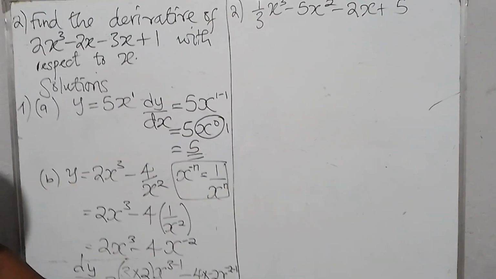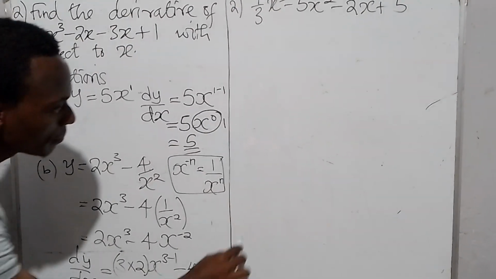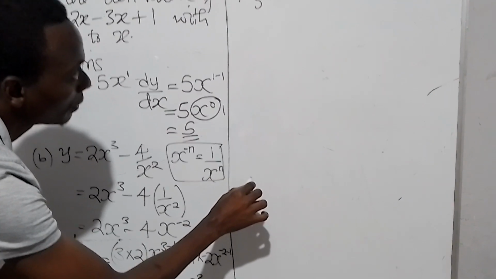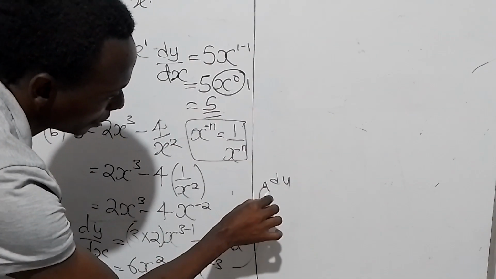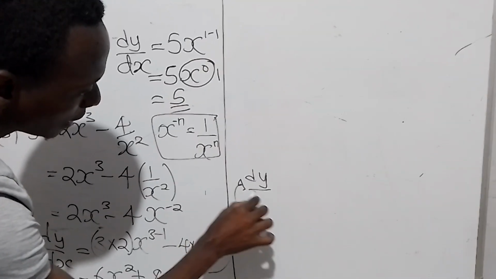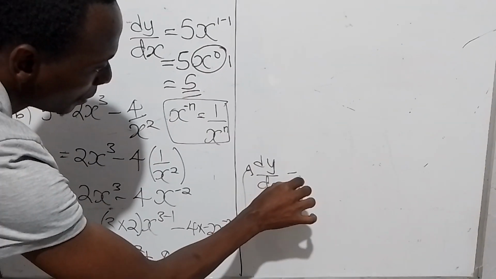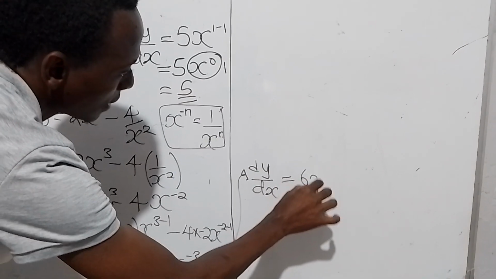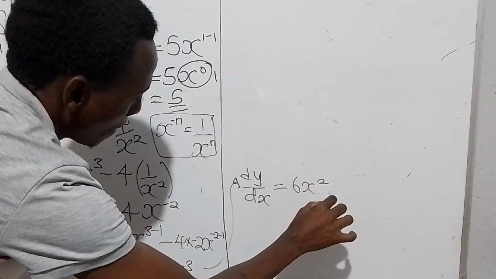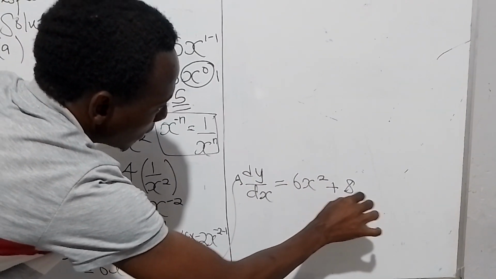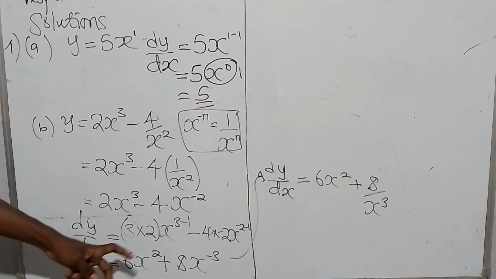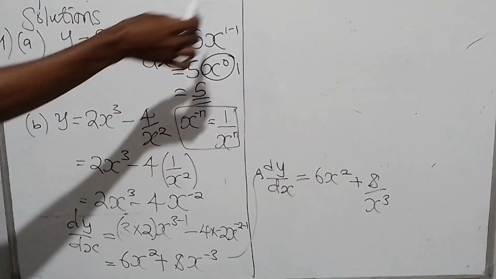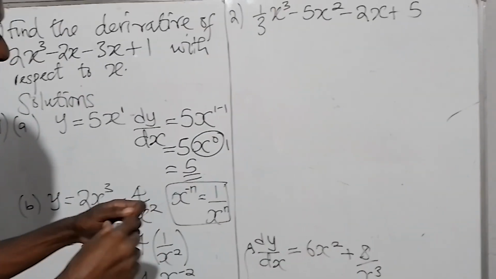From here, just on the same, then we can continue with dy/dx. So this continues from here. dy/dx will be equal to 6x squared plus 8 over x to the power 3. That's our solution for D. Then we go to number 2.